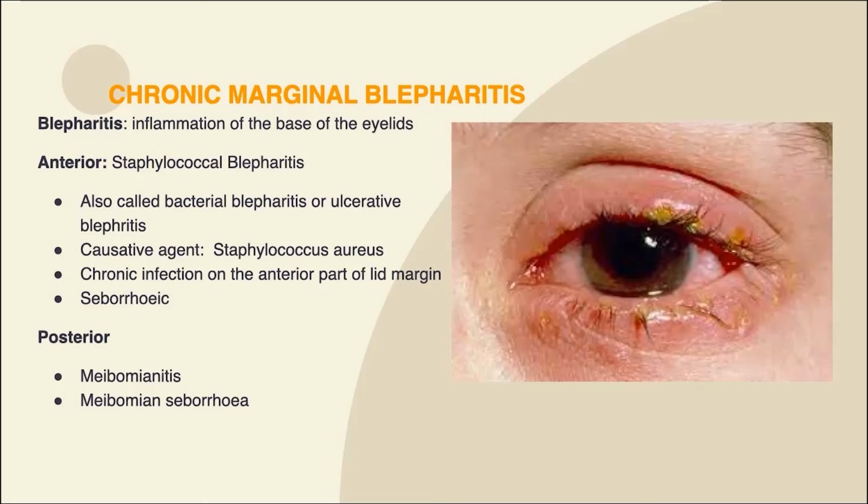Blepharitis is defined as an inflammation of the base of the eyelids. Blepharitis can occur anteriorly or posteriorly. The one that occurs anteriorly is called staphylococcal blepharitis, bacterial blepharitis, or ulcerative blepharitis. Its causative agent is Staphylococcus aureus. It is caused by a chronic infection on the anterior part of the lid margin and it is seborrheic. The one that occurs posteriorly is called meibomianitis or meibomian seborrhea.